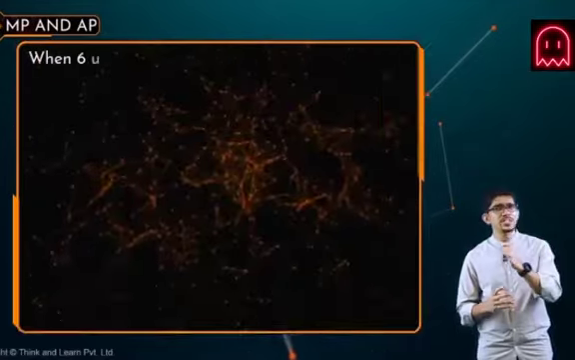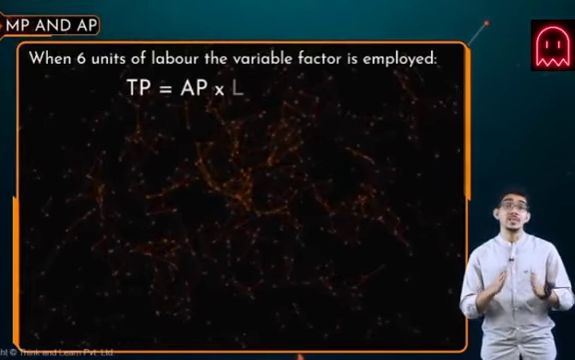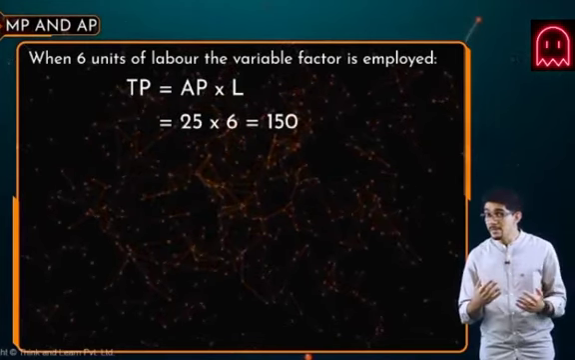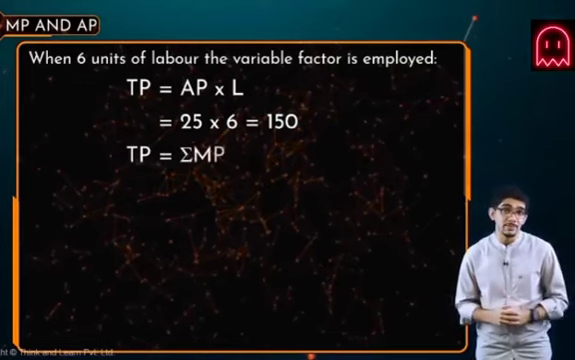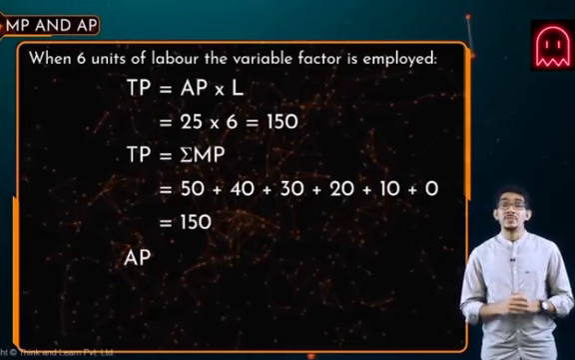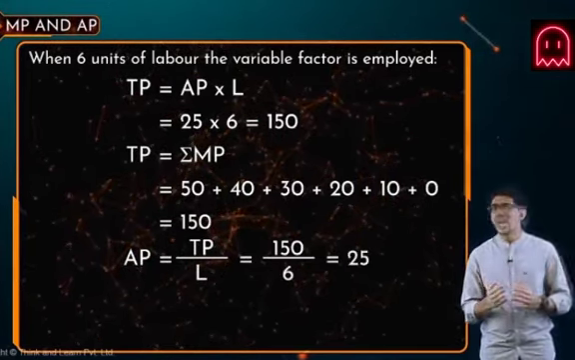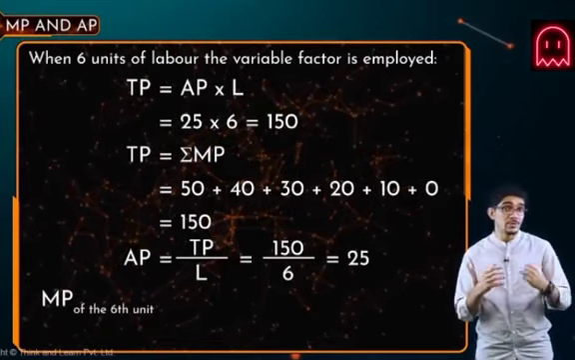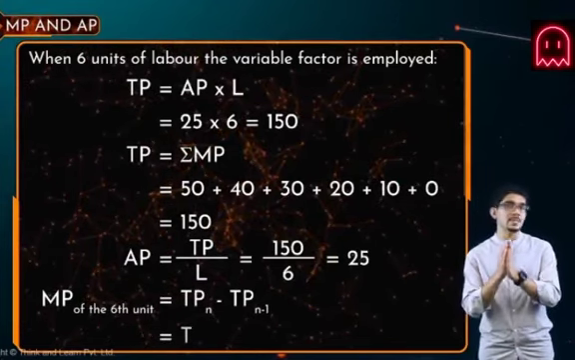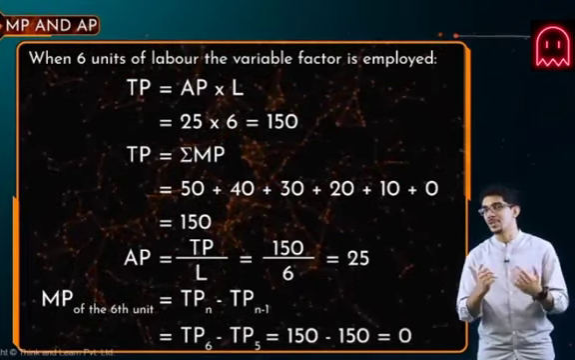When 6 units of labor, the variable factor, is employed, TP equals AP into L, which means 25 into 6, that is 150. At the same time, TP is also equal to sigma MP, which again comes to 150. What about AP? It will be just TP by L, that is 150 by 6, which is 25. And how do we get MP for the 6th unit of labor? We subtract TPn-1 from TPn. That is TP6 minus TP5, which is 150 minus 150, or 0 in this case.